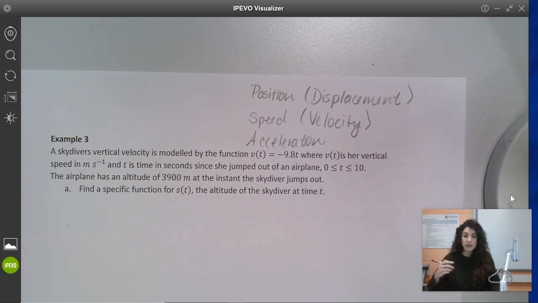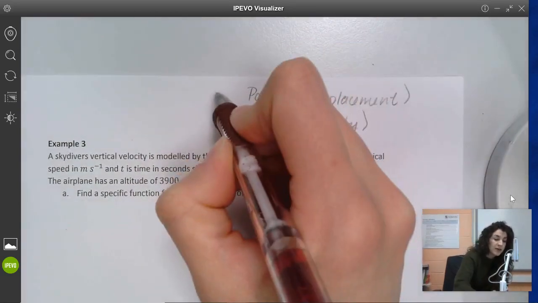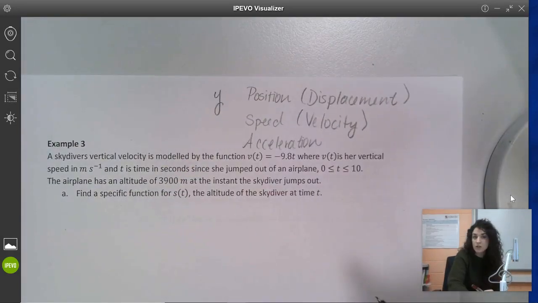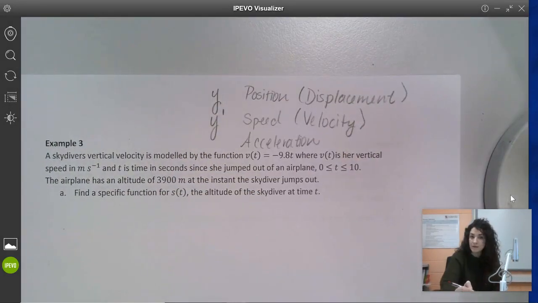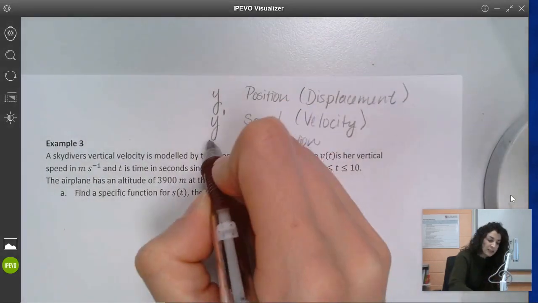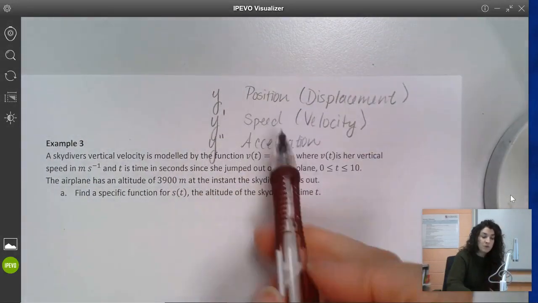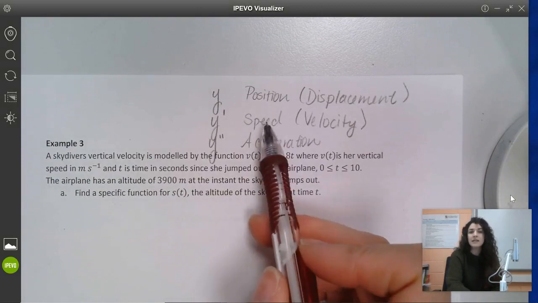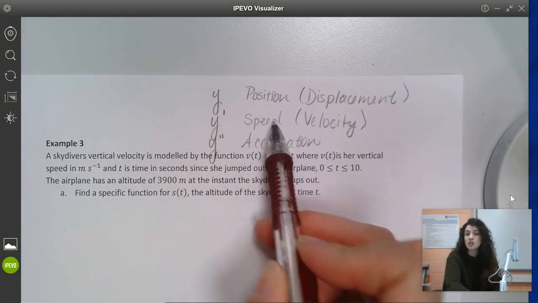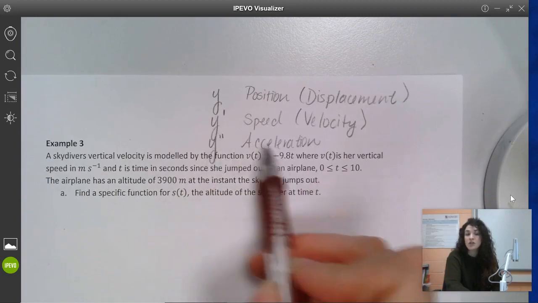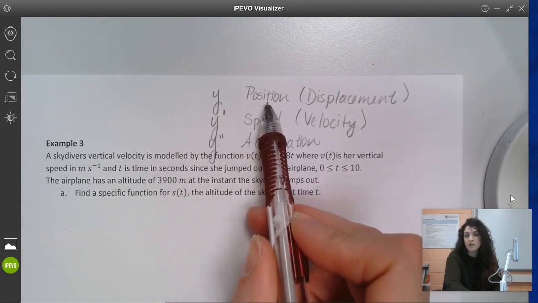So this is a relationship that now we know that if we had y as our original function, then our speed or our velocity would be the derivative of that. And we've talked a little bit about the fact that acceleration would be the change of your speed, right? Speed is the change of your position. Acceleration is the change of your speed. So your acceleration is your second derivative of the original function.